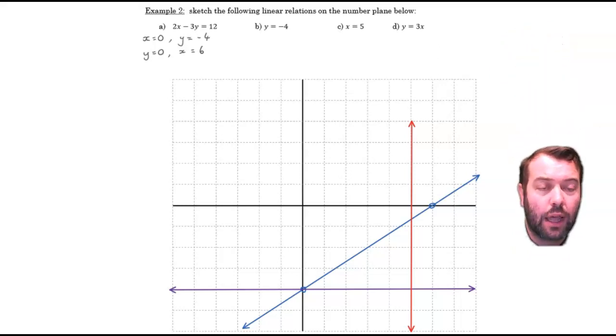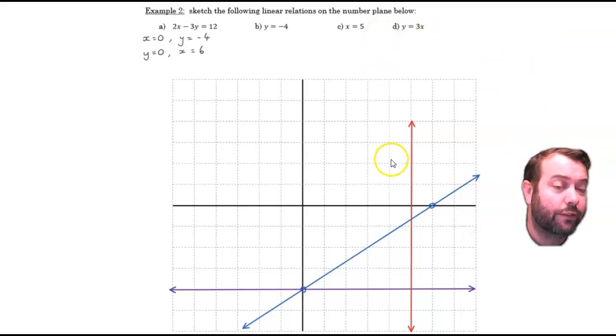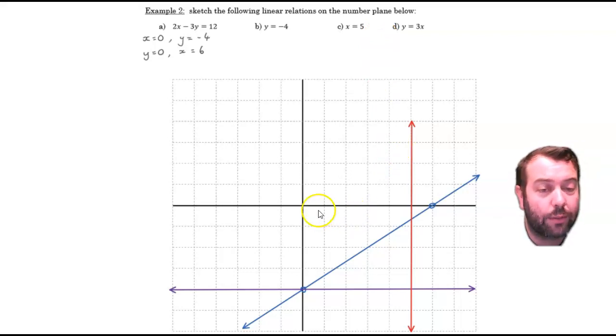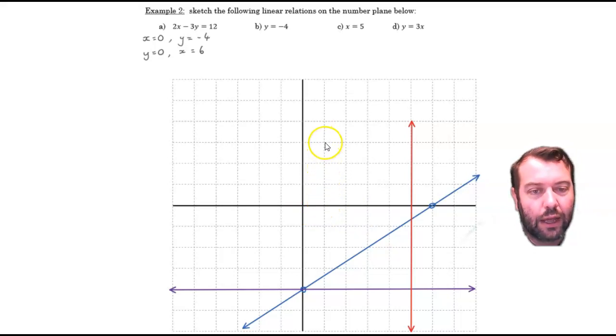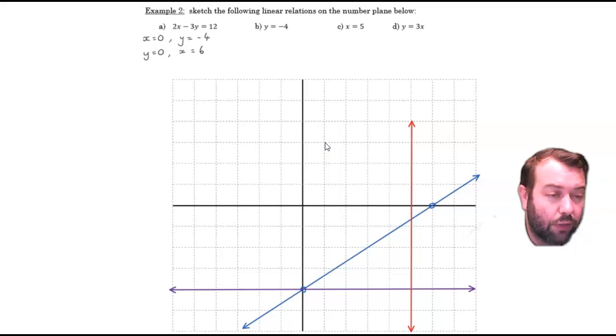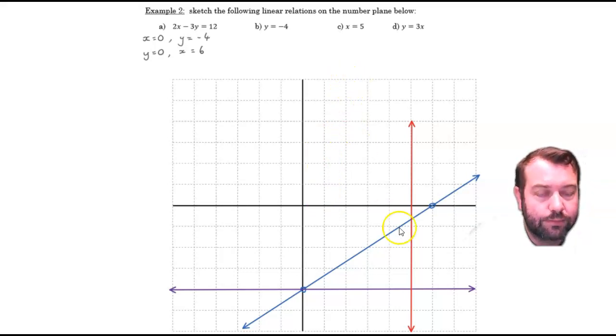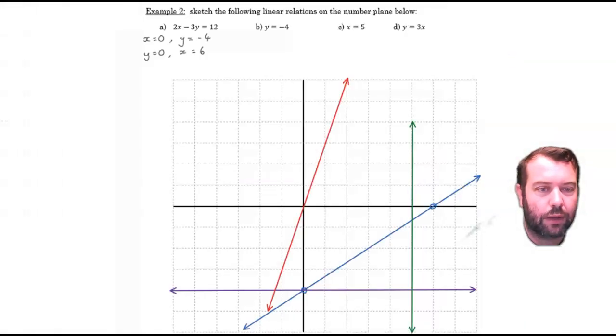It looks to me like there's only one to go, and that is y equals 3x. If y equals 3x, then I have a straight line with a gradient of 3 and a y-intercept of 0, passes through the origin. We really only need 1 more point. We go across 1 up 3. That's going to indicate a gradient of 3. That point 1, 3 will line the line, as would 2, 6, and so on. And there's my last line there.